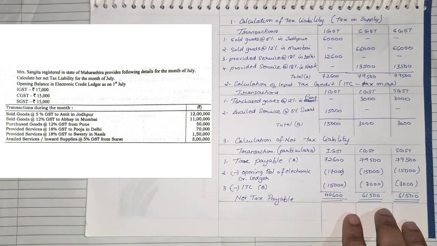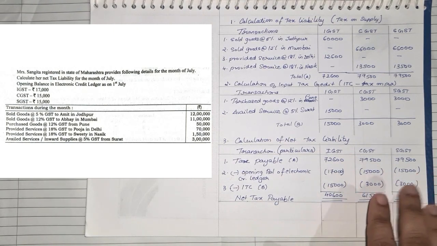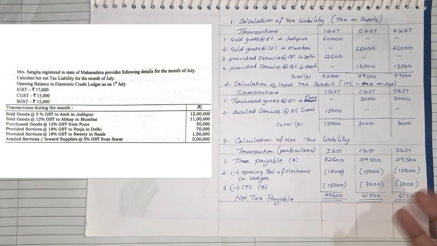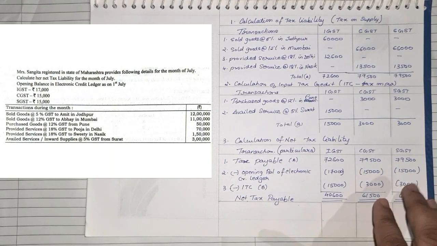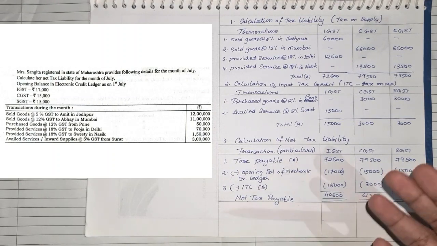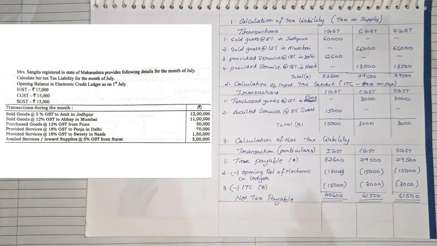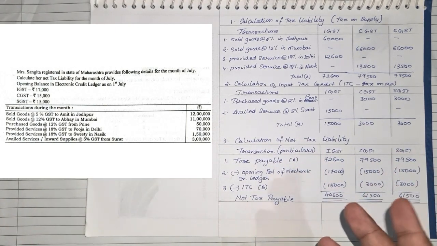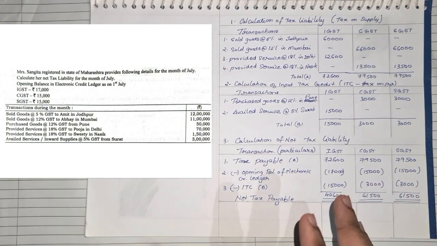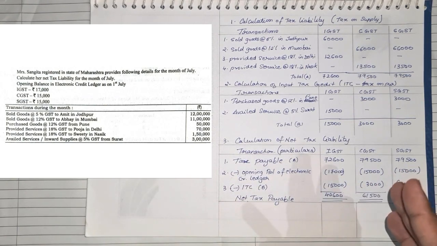If among the three, something becomes negative, for example if CGST is negative or SGST is negative, we can use that negative, which means it is in excess. If anything is in excess, we can use it to set off other values. We will see that in the next sum.